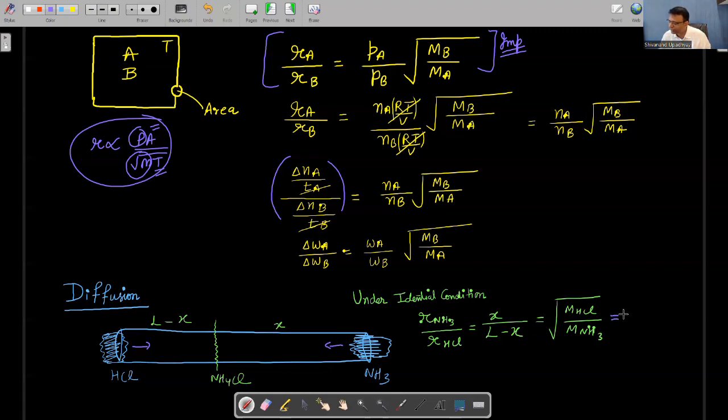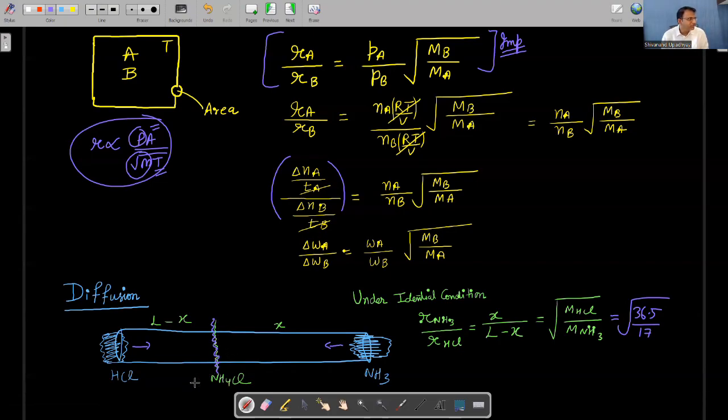On putting the values, we know that the molar mass of HCl is 36.5 and the molar mass of ammonia is 17. If we simplify that, we'll get the value of x, where there is formation of white fumes of NH4Cl. So these types of questions are there.